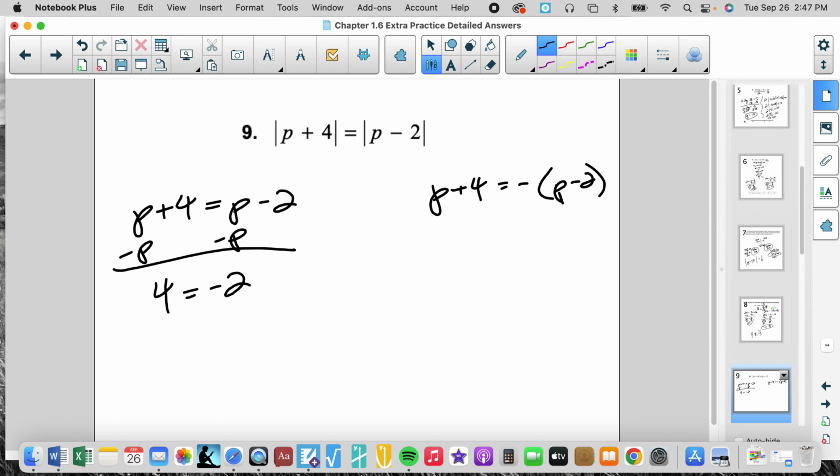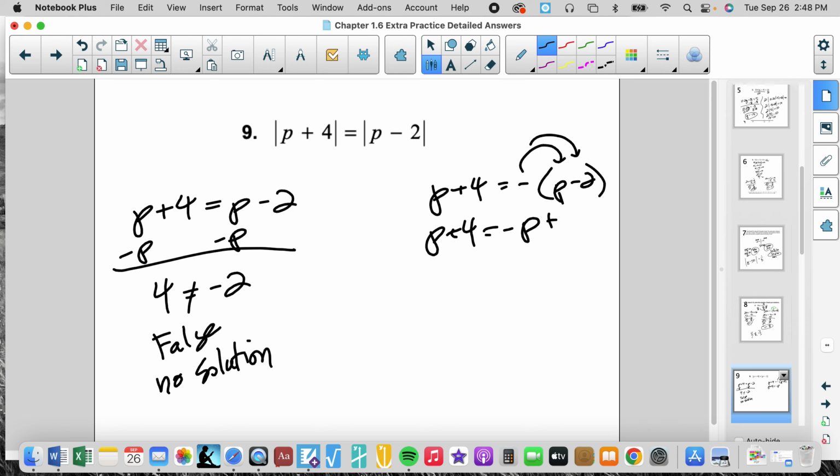So, like in 1.5, when we have variables on both sides and they cancel out and they produce a number statement that is false, we know that that is no solution. So there's no solution to this left side of the equation. Let's look at the right side. We're going to simplify by distributing out that negative.